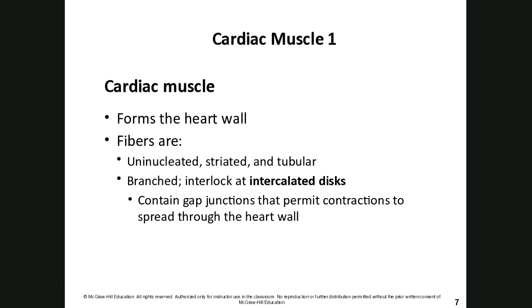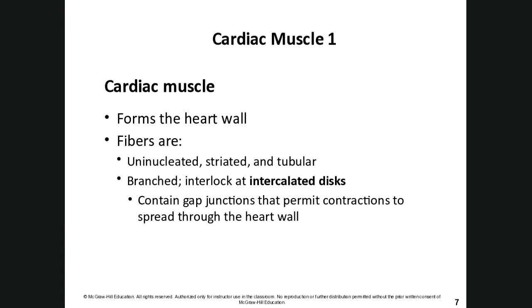The only place you'll find cardiac muscle is in the walls of your heart. The fibers that make up cardiac muscle are striated like skeletal muscle, but unlike smooth muscle, and they're more tubular shaped. They only have one nucleus as well. Instead of being tapered at the ends like we saw for smooth muscle, cardiac muscle fibers have more of a branching appearance.